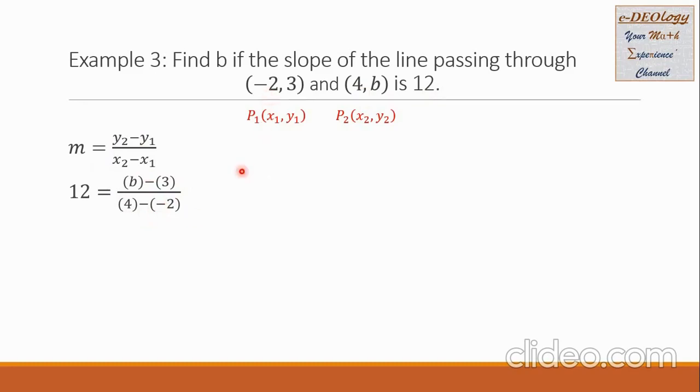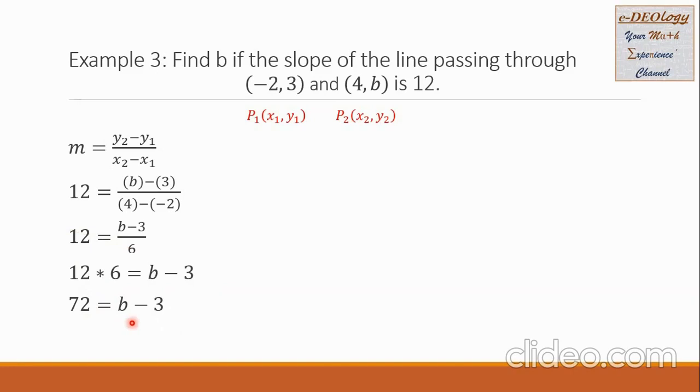Then let us simplify our denominator. 4 minus a negative 2 is equal to positive 6. In the numerator, we will just remove the grouping symbols. So the b is now without the parentheses, minus 3. From this point, we're going to cross multiply 6 to the 12. Multiply 12 by 6, we have 72 equals b minus 3.